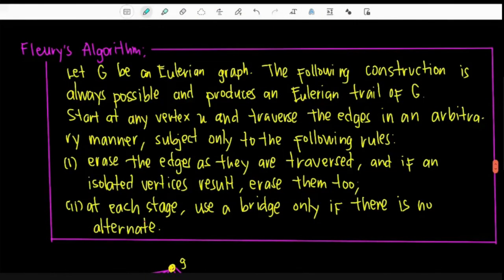Now we can summarize the method on how we create a Eulerian trail by Fleury's algorithm. So let G be a Eulerian graph. The following construction is always possible and produces a Eulerian trail of G. Start at any vertex U and traverse the edges in an arbitrary manner, just like what we were doing earlier. Just traverse in an arbitrary manner, subject only to the following rules.